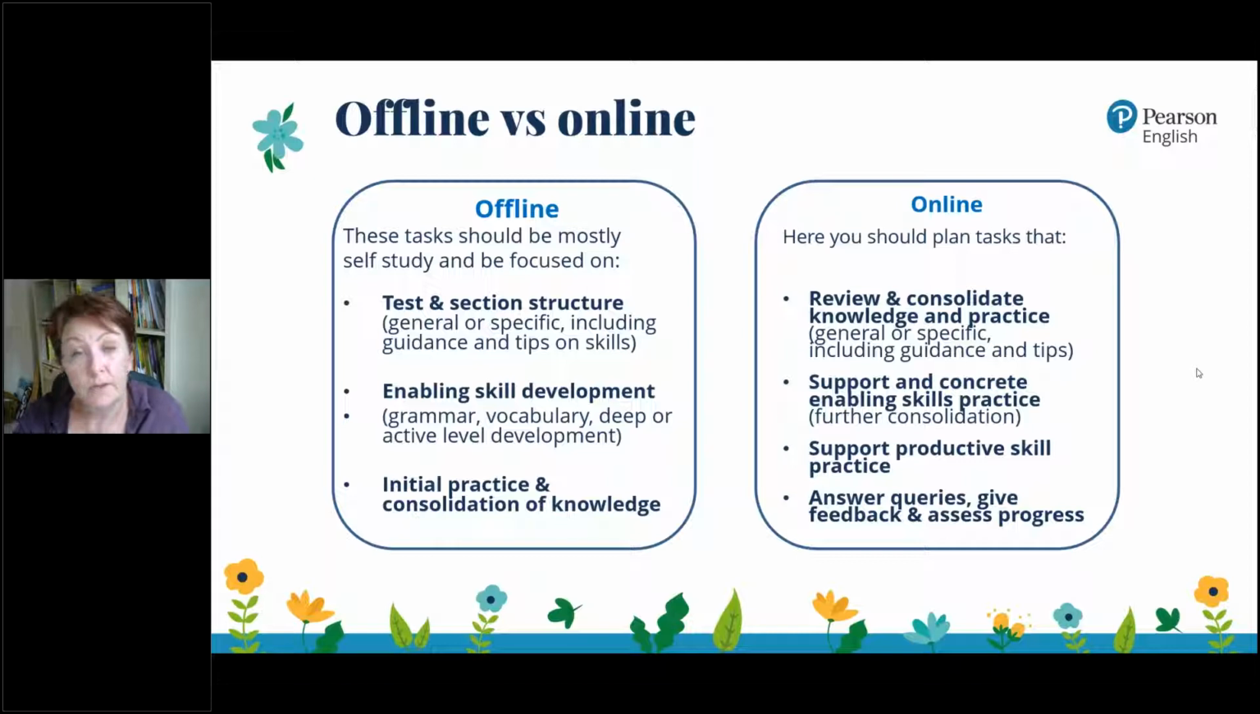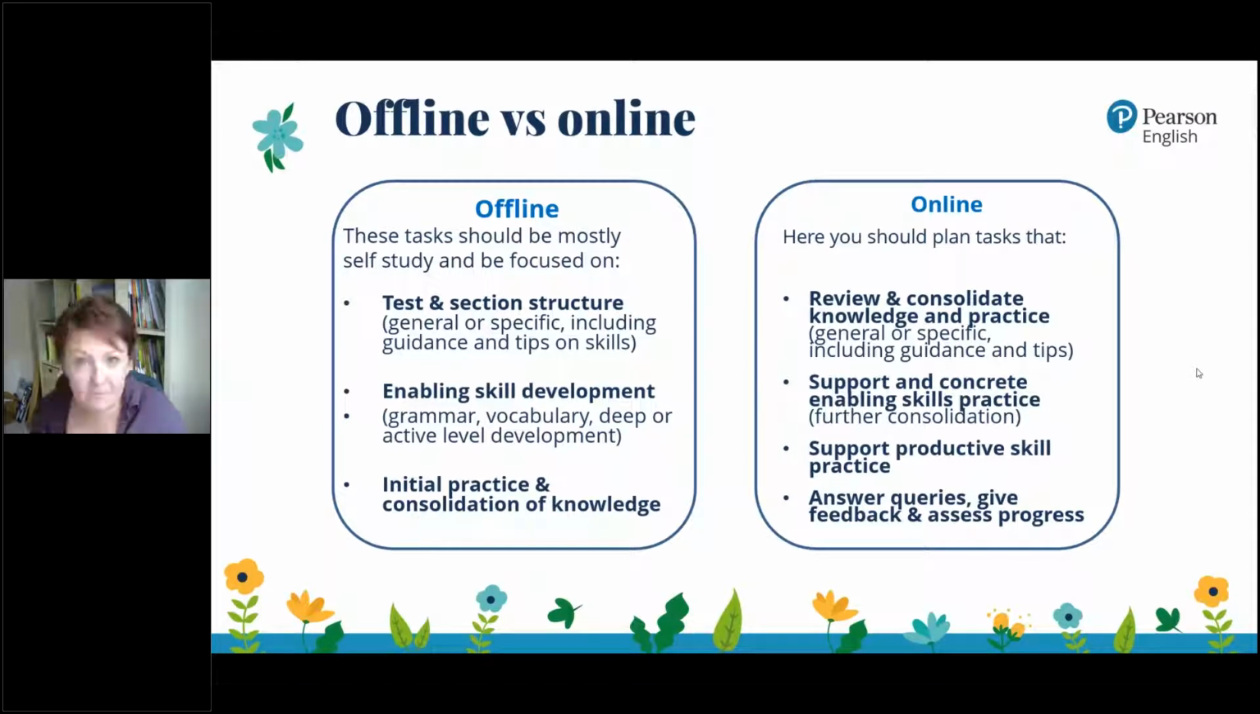So a little bit of a look at this, online versus offline. So the offline, first of all, these kind of tasks should be self-study, as I've already said. They should look at the test and the section structure. So whether it's general or specific, whether it's tiny details, whatever it is, this is where the students are going to get into the nitty-gritty, and you need to plan for them to look at that with sufficient time to do that learning on their own.